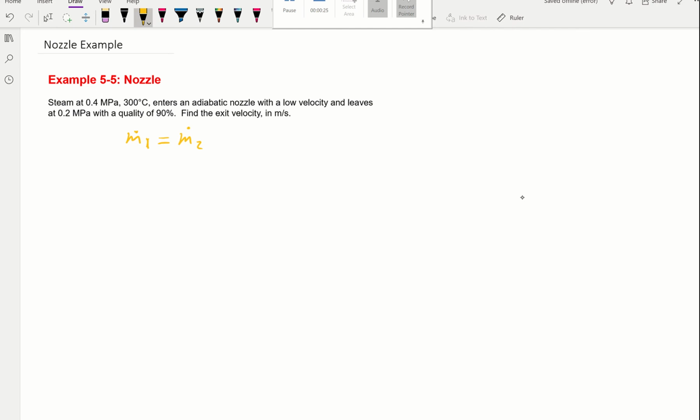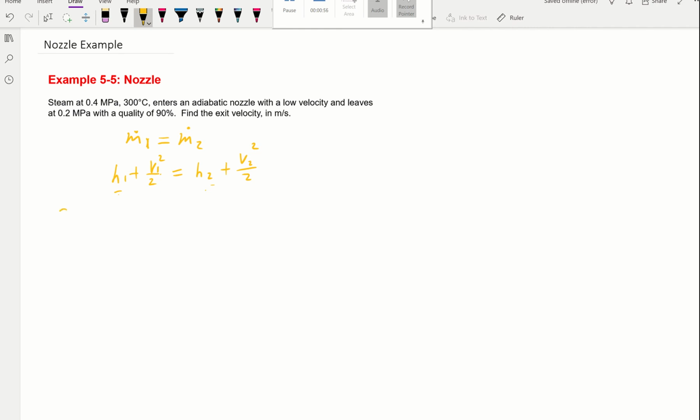For energy, we'll have this equation: h1 plus half v1 squared equal to h2 plus half v2 squared. So h1 and h2 mean the enthalpy at the inlet and outlet, v1 is the velocity coming in, and v2 is the velocity coming out. So knowing that, let's see if we can use this formula to help us solve this problem.